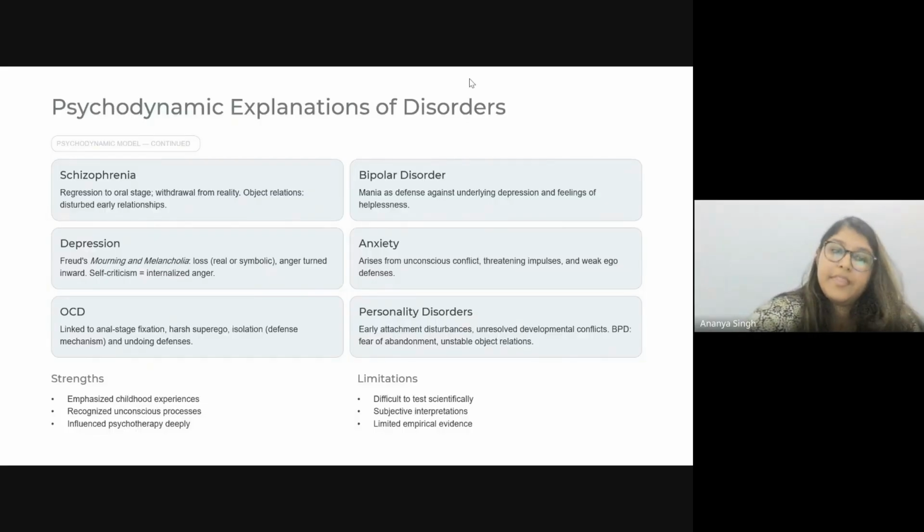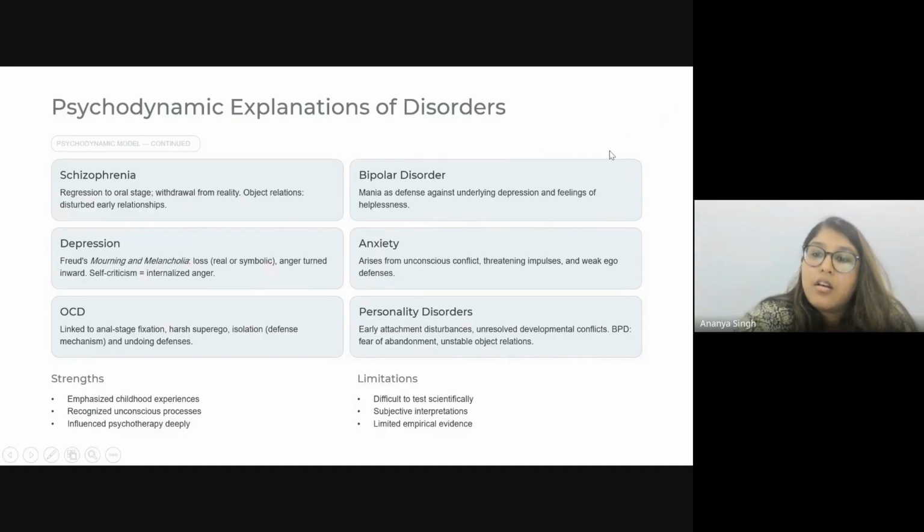Now, moving on to the limitations, as is the case with any other psychodynamic school of thought, it is difficult to test scientifically. Very little testable material is given by the psychodynamic school. The interpretation is very subjective, and empirical evidence is very limited because testability is limited.